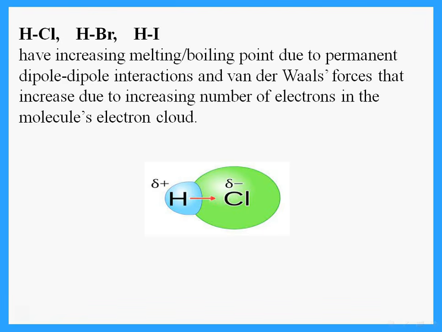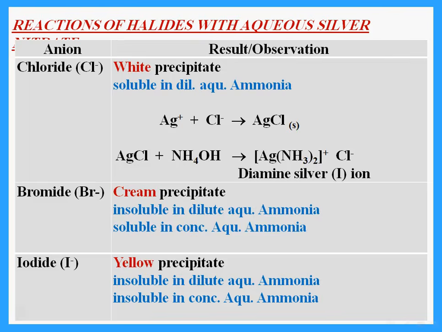Remember that the electronegativity also decreases. So as we go down, actually the dipoles become weaker. Because chlorine is more electronegative than bromine, more electronegative than iodine, the electronegativity of the atoms decreases, and that means that the permanent dipole-dipole interactions will decrease, but the number of electrons increases, so stronger van der Waals forces, higher boiling point as we go down. So remember that HF is higher, and then we have HCl, HBr, HI in increasing boiling point.